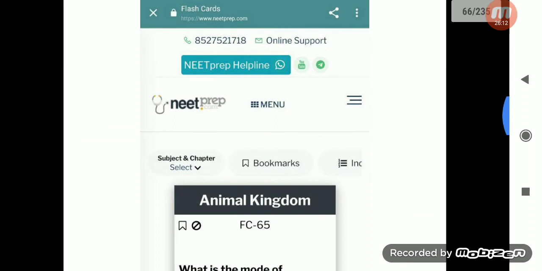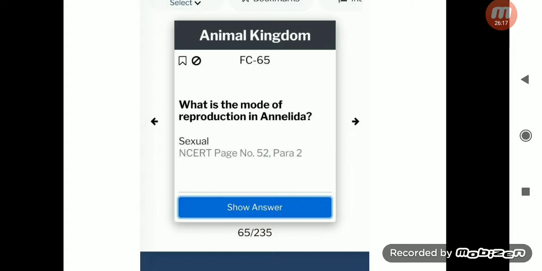What is the mode of reproduction in annelida? Sexual.